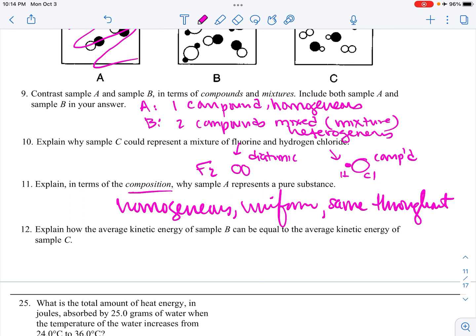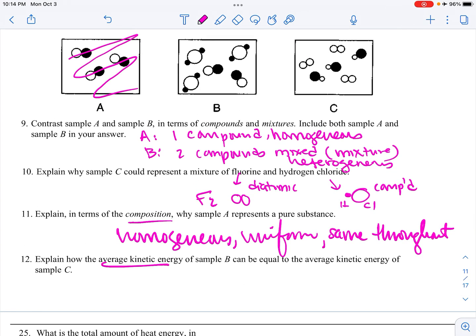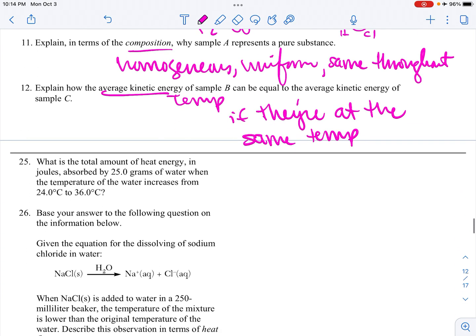Explain how the average kinetic energy of sample B can be equal to the average kinetic energy of sample C. Average kinetic energy is temperature. So how could they be equal? If they're at the same temperature. It doesn't have anything to do with particle kind or particle arrangement. It's just as long as they're at the same temperature.